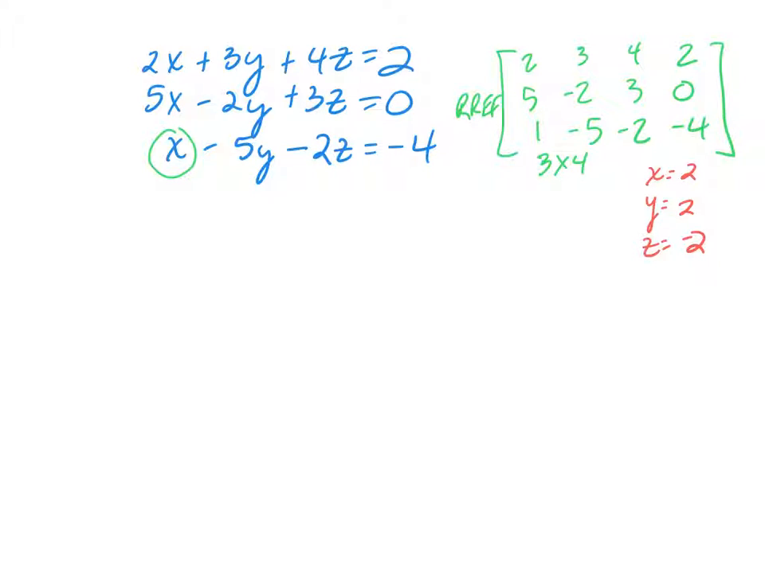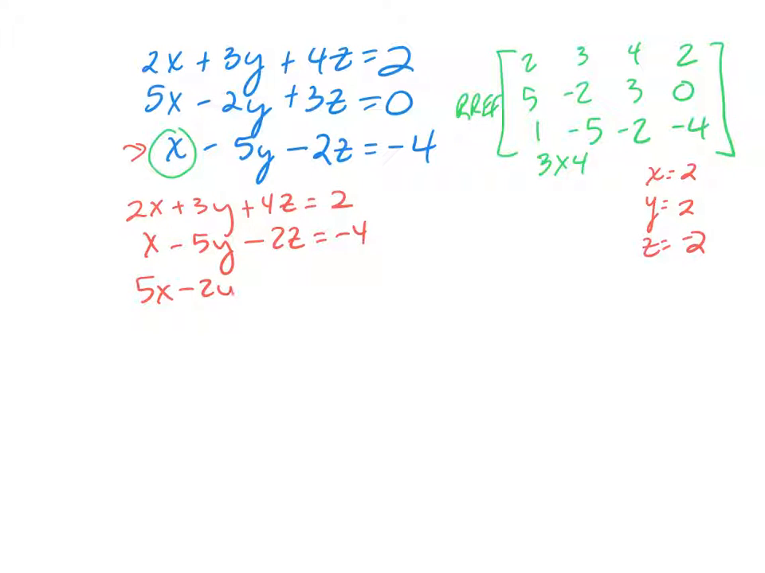So I am going to rewrite this guy where I'm going to put this guy in the middle. So it's going to be 2x plus 3y plus 4z equals 2. And you can do this right off the bat instead of wasting this time. I'm just showing you. 2z equals -4. And then 5x minus 2y plus 3z equals 0. And now we're going to take these two.